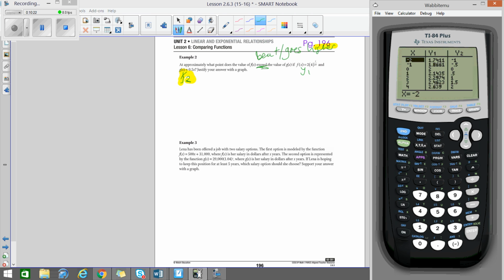So now what we're going to do is we want to see when does f of x, which is the exponential, which is our y1, when does it beat our g of x? Well, if you look right now where we left off in our graph, -2, y1 is greater than y2, which means the exponential is greater than the linear. We want to see when it first happens.